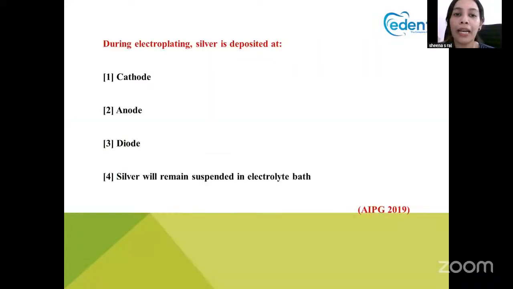During electroplating, silver is deposited as. So, electroplating is also called electrochemical deposition, which is a process of producing a metal coating on a solid substrate. So, whenever we do electroplating, where does the silver get deposited? Silver always gets deposited on the cathode side.